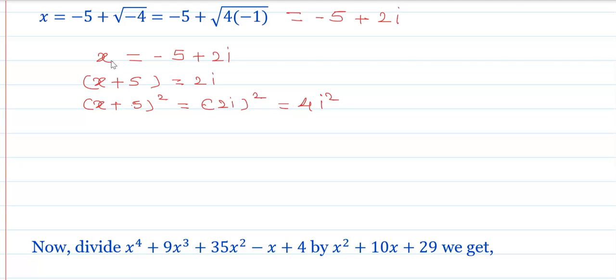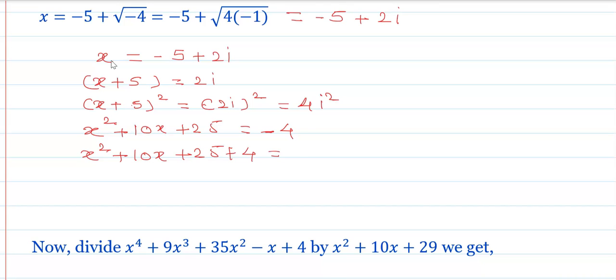Again the expansion, that is x square plus 10x plus 25, that is equal to i square is minus 1, therefore overall it is minus 4, and hence x square plus 10x plus 25 plus 4, that will be 29, and hence therefore x square plus 10x plus 29, and that is equal to 0.